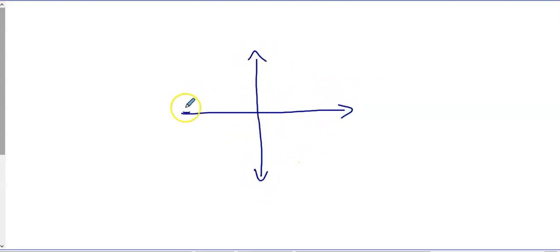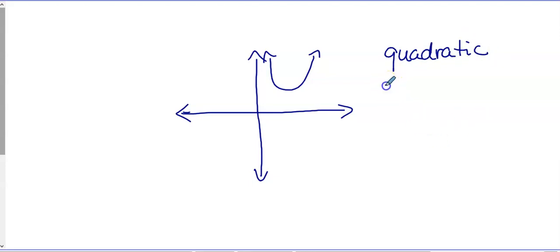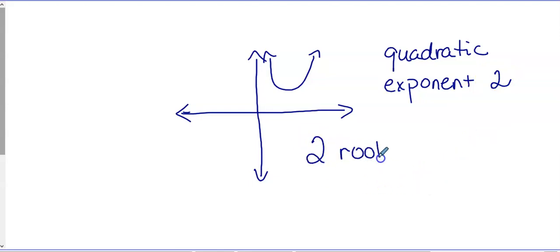I want you to imagine that you have a parabola. Okay, so x-axis, y-axis. Your parabola is up here. Well, you know that a parabola is a quadratic, and you know that a quadratic has an exponent of 2. And any function that has an exponent of 2 has 2 roots. So you know that this thing has 2 roots if it's a quadratic. But where are they? Does it touch the x-axis? Does it cross the x-axis?